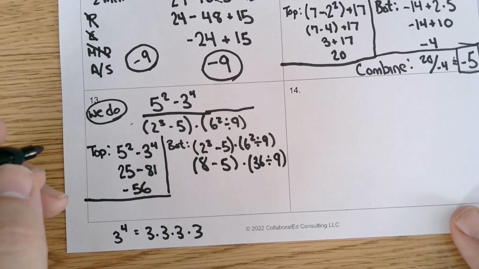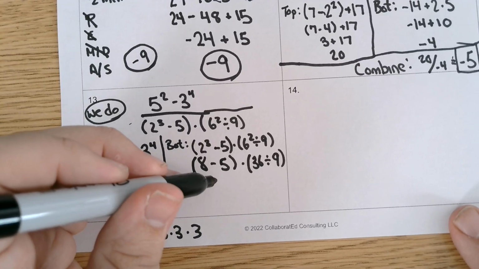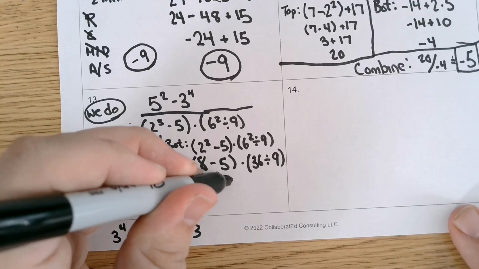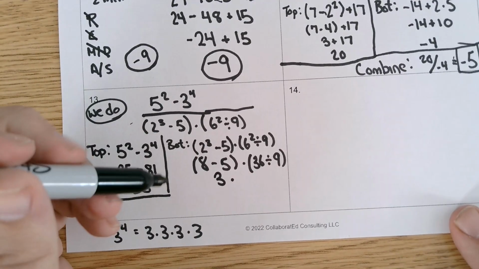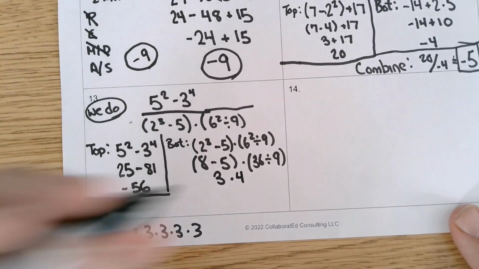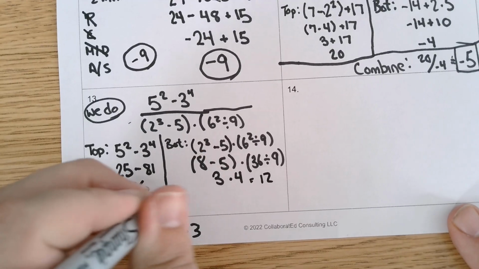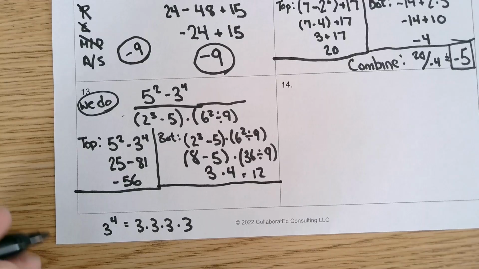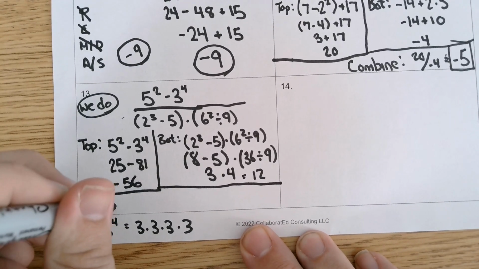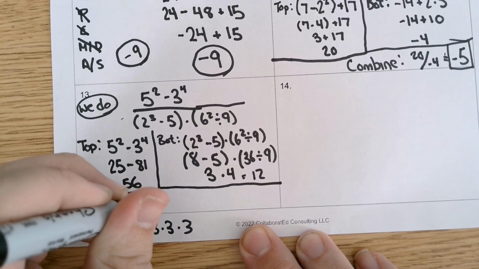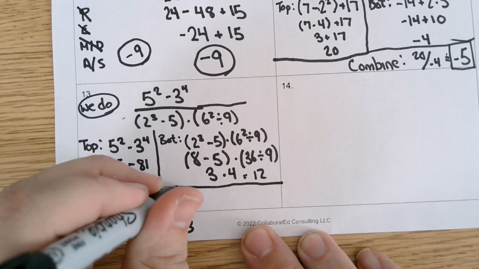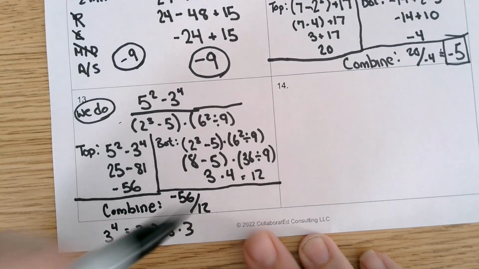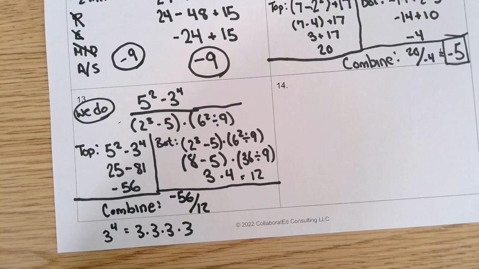So now we just go to do the rest of the parentheses. 8 minus 5 is 3 times 36 divided by 9, which is 4. 3 times 4 equals 12. So now the only step left is we have to combine. We have negative 56 over 12, our numerator of negative 56 over our denominator of 12.